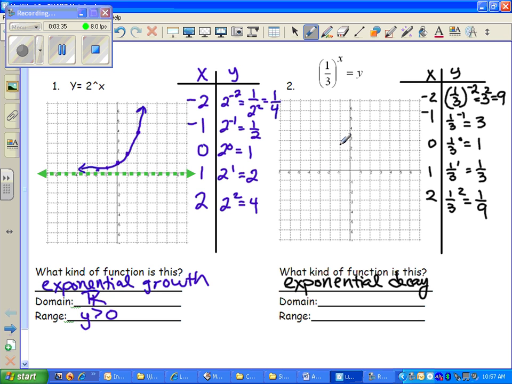-1 is at 3. 0 is at 1. 1 is at 1/3. 2 is at 1/9. It's just going to keep getting smaller, but it's never going to be 0. And this is exponential decay. It's going down as you go to the right. The domain, again, is all real numbers, and the range is, again, y greater than 0 for that problem.